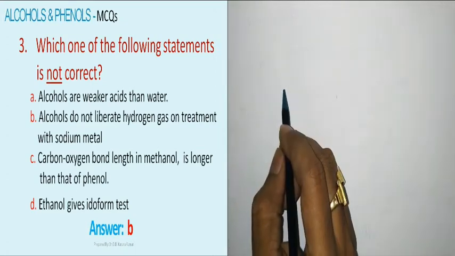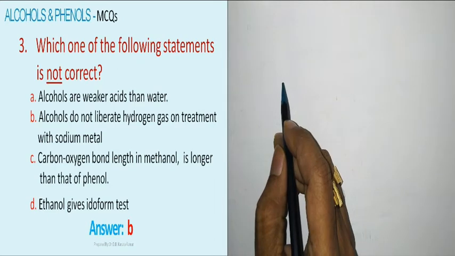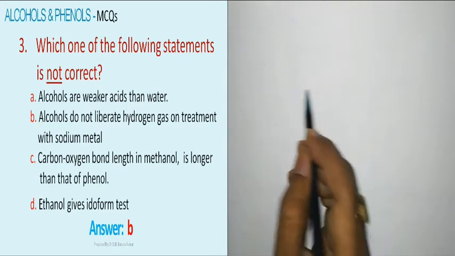Alcohols are weaker acids than water. That's the correct statement. That is the reason why alcohols are more basic. They are acting as Lewis bases. So that's the correct statement. Alcohols do not liberate hydrogen gas on treatment with sodium metal, which is a wrong statement.